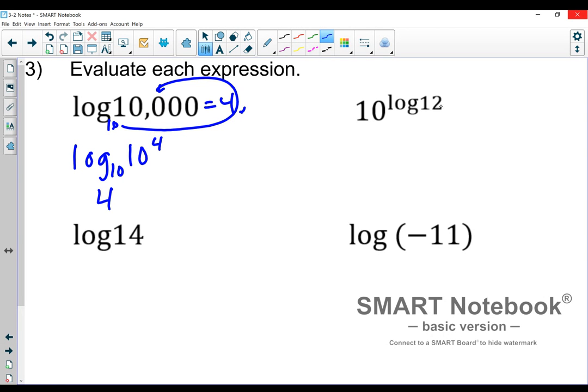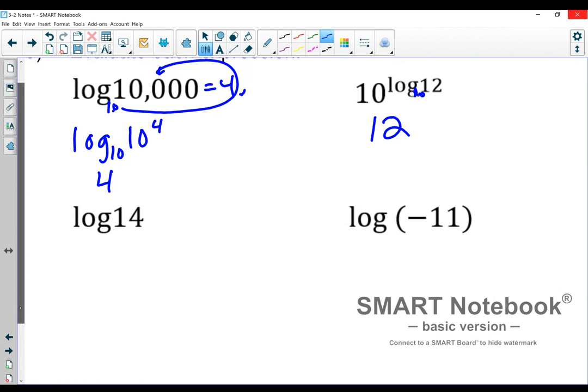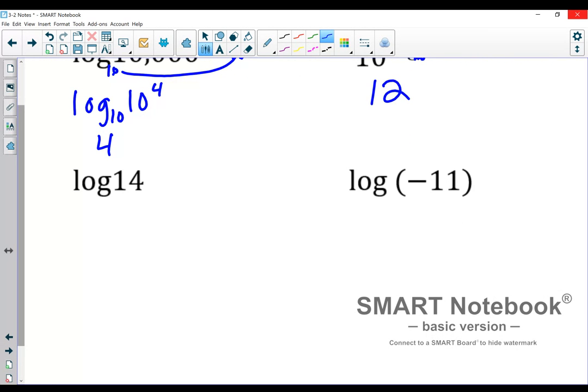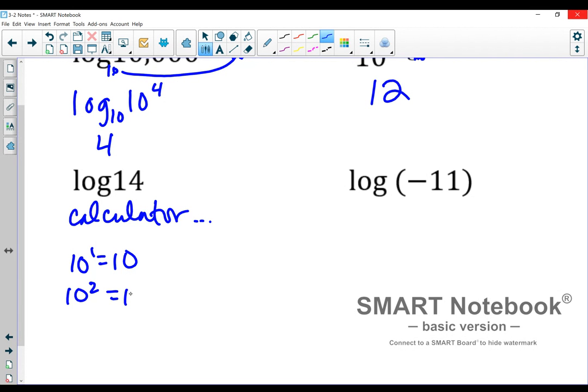This is 10 raised to the power of log 12, but remember, this is really base 10. So just 12 on this one. Log of 14. 14 is not a multiple of 10, so we're going to have to use a calculator. But I can still estimate my answer. I know that 10 to the first power is 10. I know that 10 squared is 100. And so 14 is closer to 10.